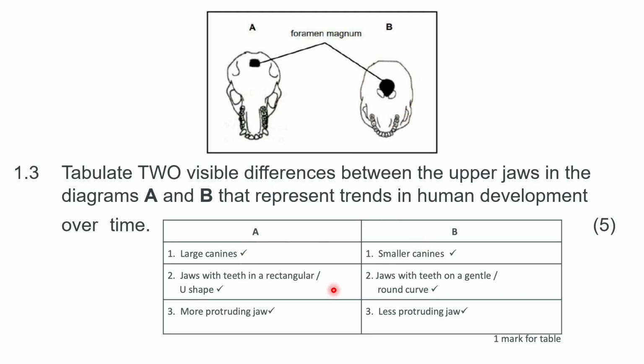I talk here about the shape. It's U shape. And then how is the shape on the other side? It's more round. Or this afternoon we said that it's more rectangular. Now what's the shape on that side? It's more gentle. And then what about protruding jaws? It's more protruding, where in humans it is less.